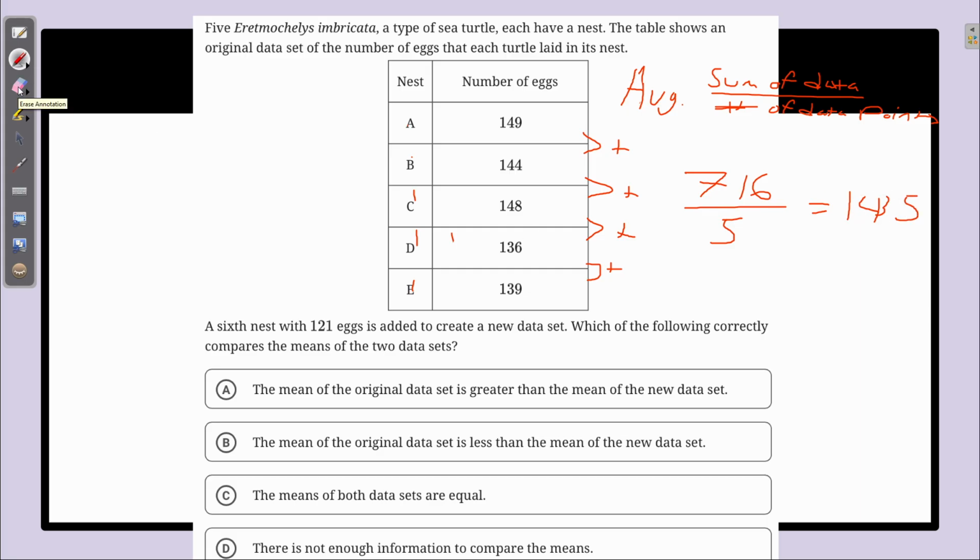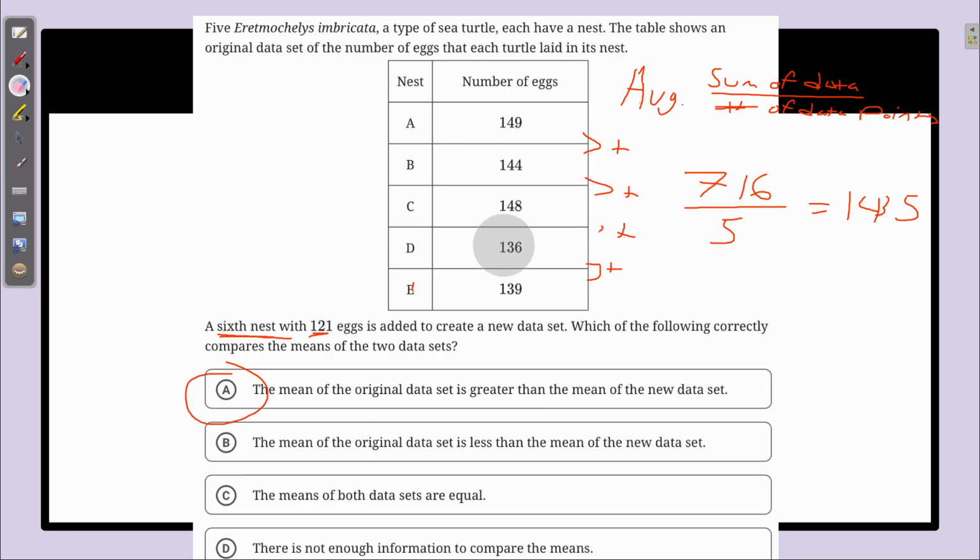Okay, so then how do we find the mean of the second data set? Well, you can take the 716 that we found before and then add 121 to it because it is a new point. And then because you have a new point, you're taking the 5 and then you're adding 1 because there's 6 points now, a 6th nest. So what does this result in? Well, 716 plus 121 divided by 6 is 139.5. So the mean of the original data set is greater than the mean of the new data set, so our answer is going to be A here.